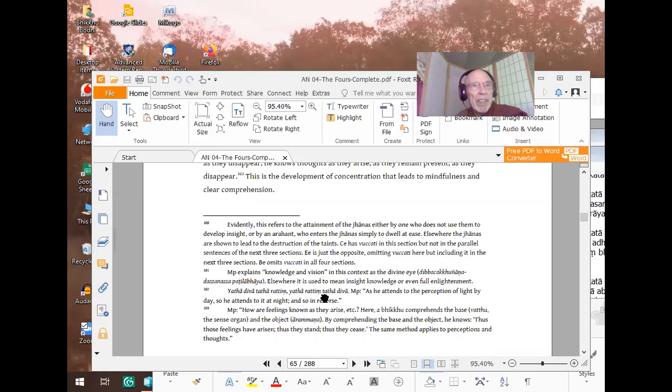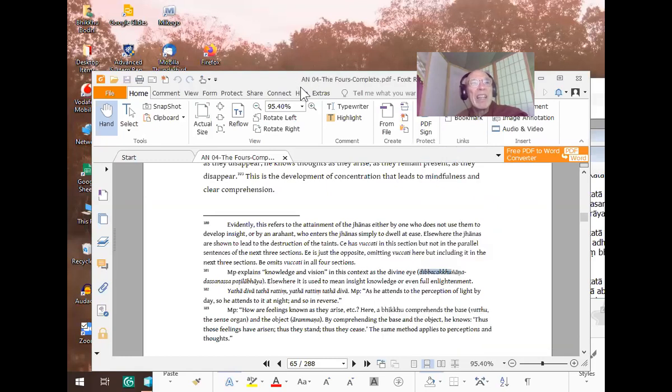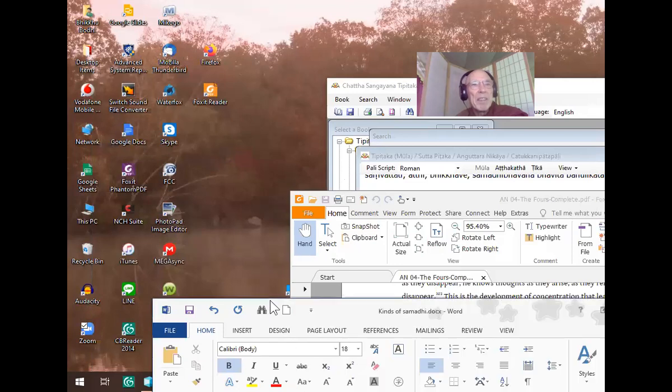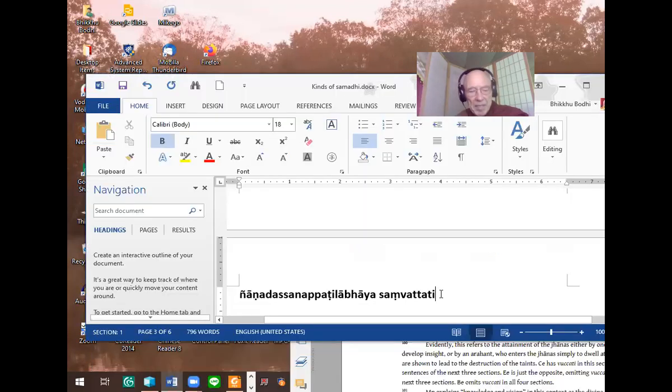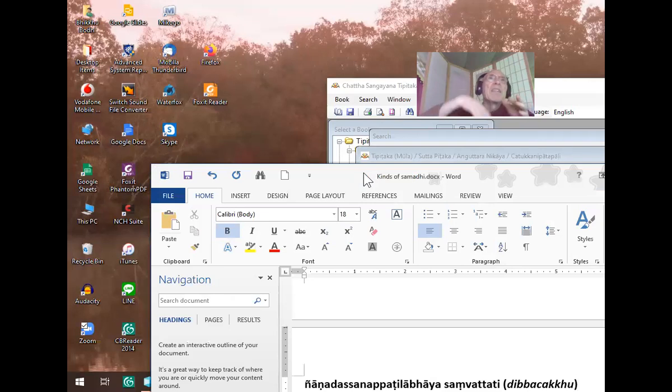So that is the explanation actually given in the commentary. The commentary says knowledge and vision here is the divine eye, the knowledge of the divine eye. The Pali expression is dibba cakkhu. Cakkhu, of course, is eye, and dibba is divine. So this is the knowledge of the divine eye. And what one can do with the divine eye is to see, well, first one could see things that are occurring at a great distance.